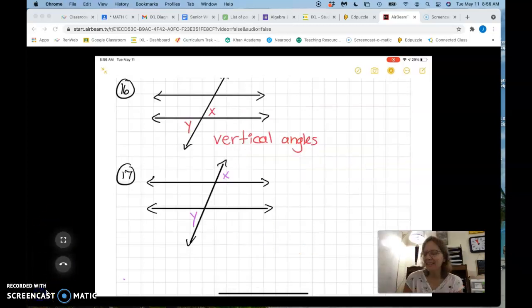Okay, so the last one, opposite sides of the transversal, outside the parallel lines, those are called alternate exterior.